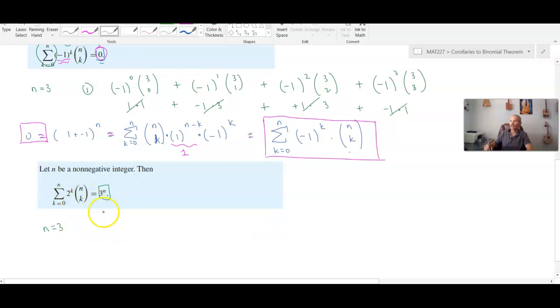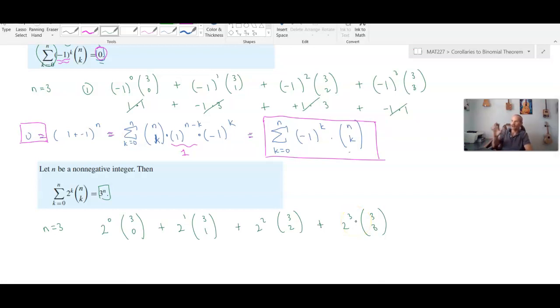So we're going to start at k equals 0, so 2 to the 0 times 3 choose 0, plus 2 to the first times 3 choose 1, plus 2 squared times 3 choose 2, plus 2 to the third times 3 choose 3. Now, again, I know from Pascal's triangle that these are going to become 1, 3, 3, and 1. Now, in the final video, we're actually going to make the connection. We're going to show that in fact combinations are related to Pascal's triangle.